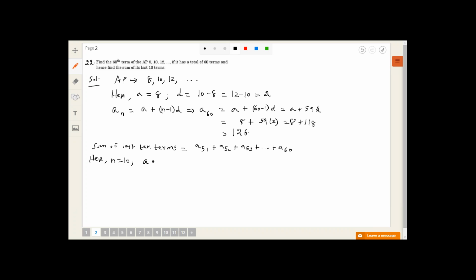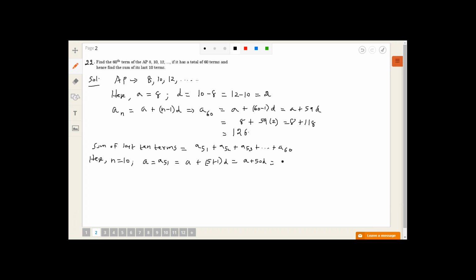The first term here, A, will be equal to A of 51, for which we can apply the formula A of n is equal to A plus n minus 1 into D. That is the nth term formula in an AP. So A of 51 can be written as A plus 51 minus 1 into D. That is nothing but A plus 50D. Substitute the value of A and D in this equation.